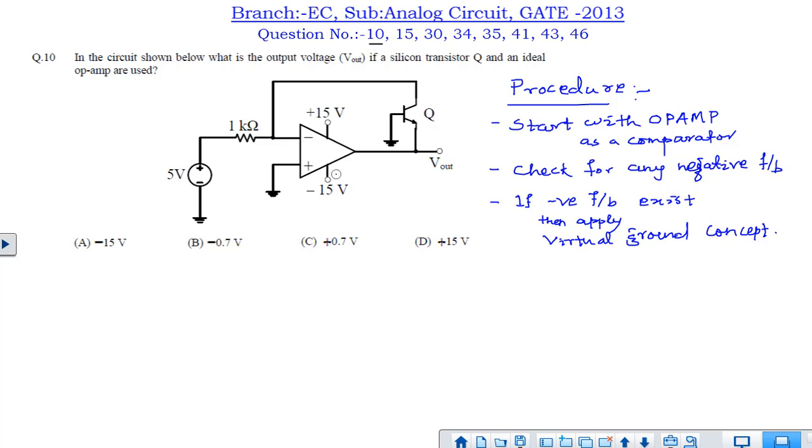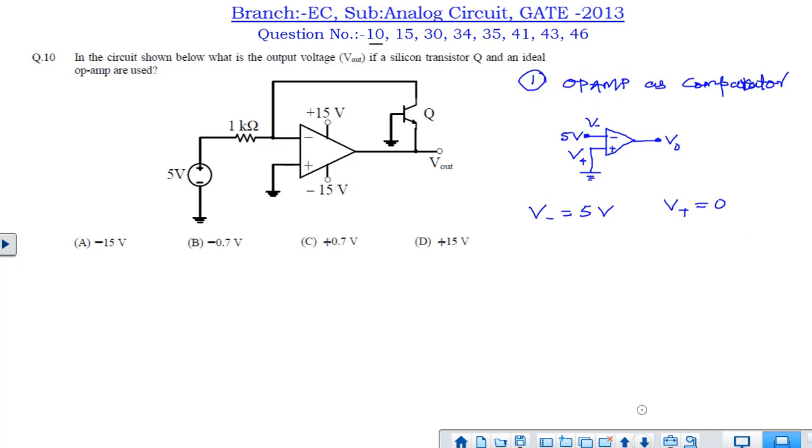Now the first step is, if we take the op-amp as a comparator, then 5 volt is present at the inverting terminal and 0 volt, that is grounded, at the non-inverting terminal. So V minus will be 5 volt and V plus will be 0 volt. V plus is less than V minus, or V minus is greater than V plus. So the output voltage will saturate at minus V sat, that is, minus 15 volt will be at the output.